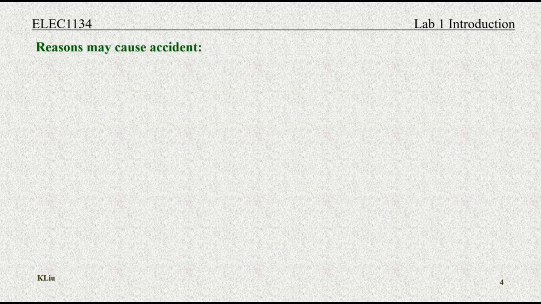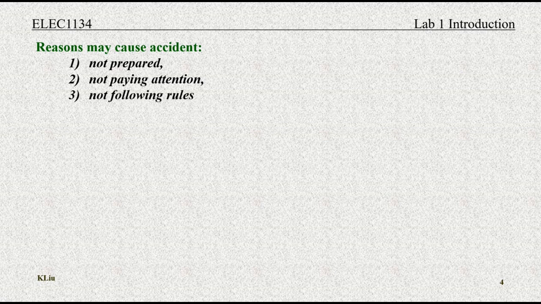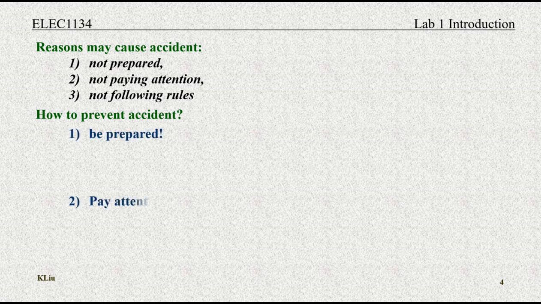The possible reasons that may cause accidents are: 1. Not prepared. 2. Not paying attention. 3. Not following the rules. Logically, how can we prevent accidents in the lab? 1. Be prepared before the lab. 2. Pay good attention during the lab. 3. Always follow the rules.